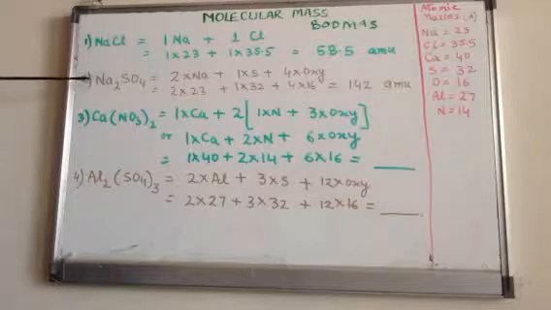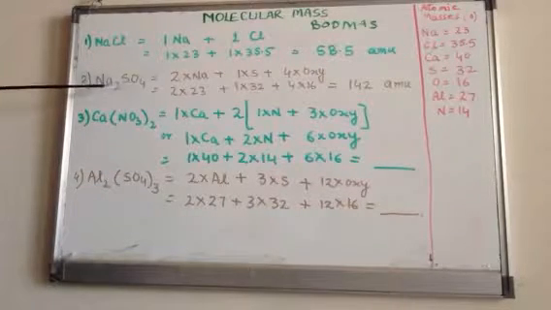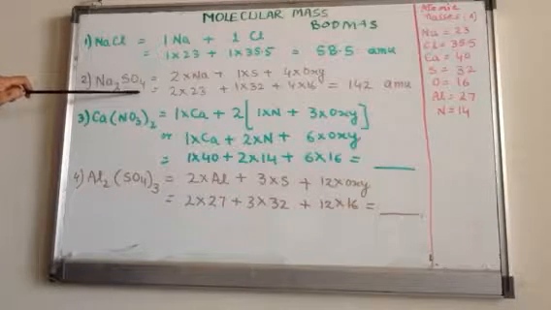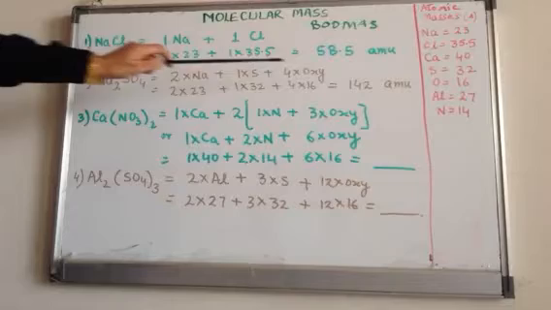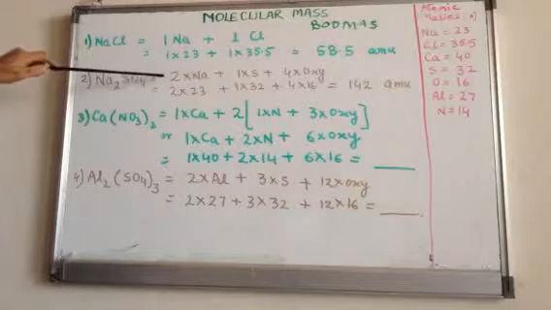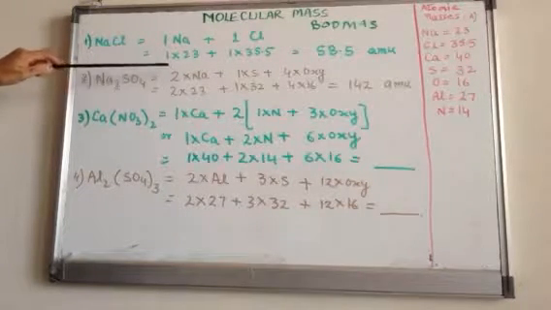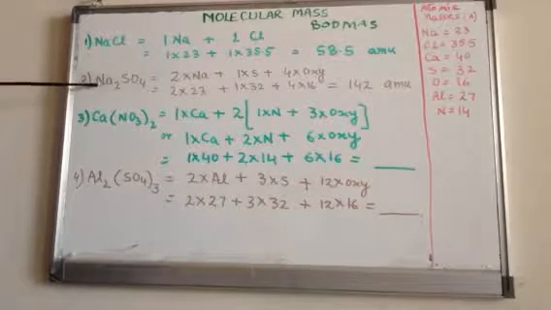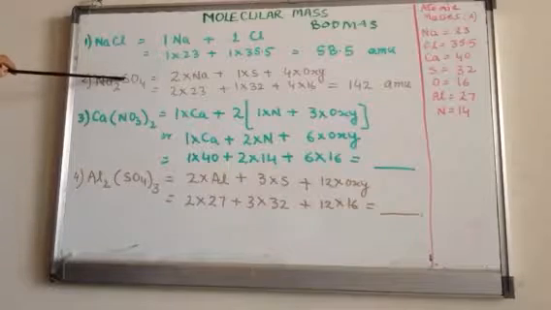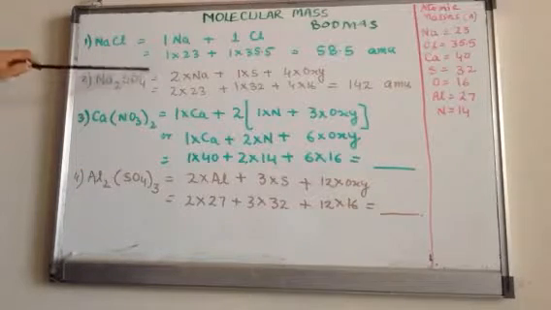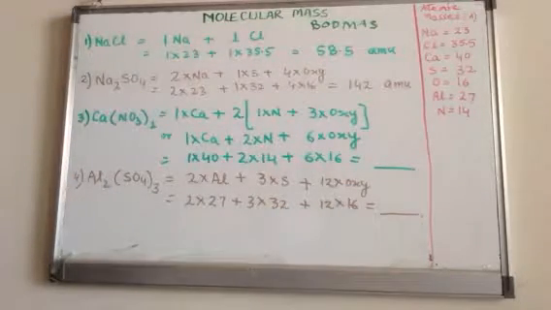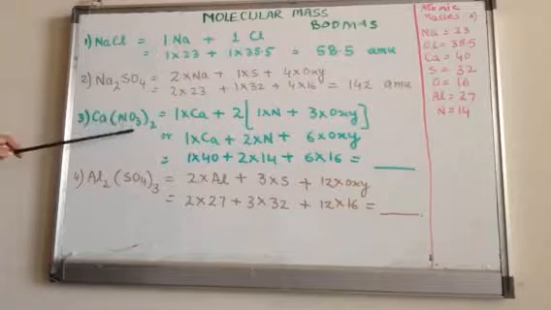Coming to the second example, sodium sulfate, made up of 2 atoms of sodium, 1 of sulfur, 4 of oxygen. Once you expand the molecular formula in terms of the atoms constituting it, finding out the molecular mass becomes very easy. So 2 times 23, 1 times 32 and 4 times 16 gives me a molecular mass of 142.